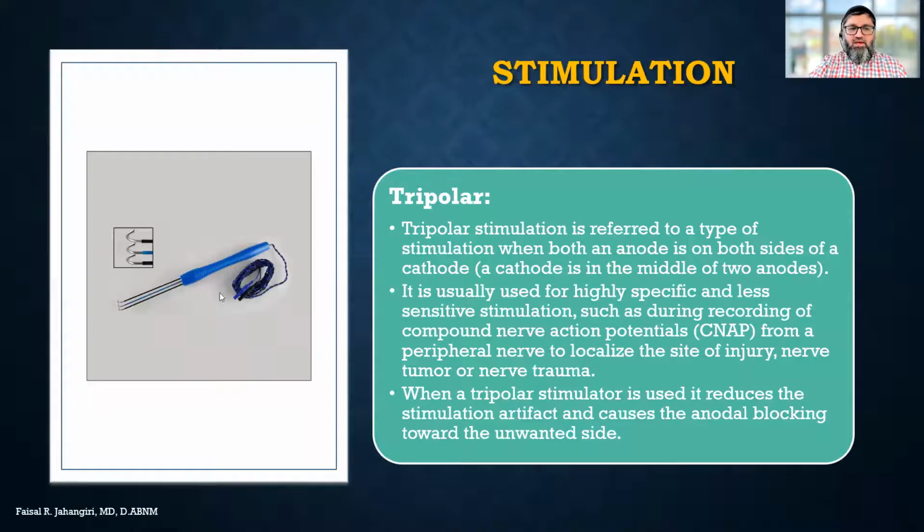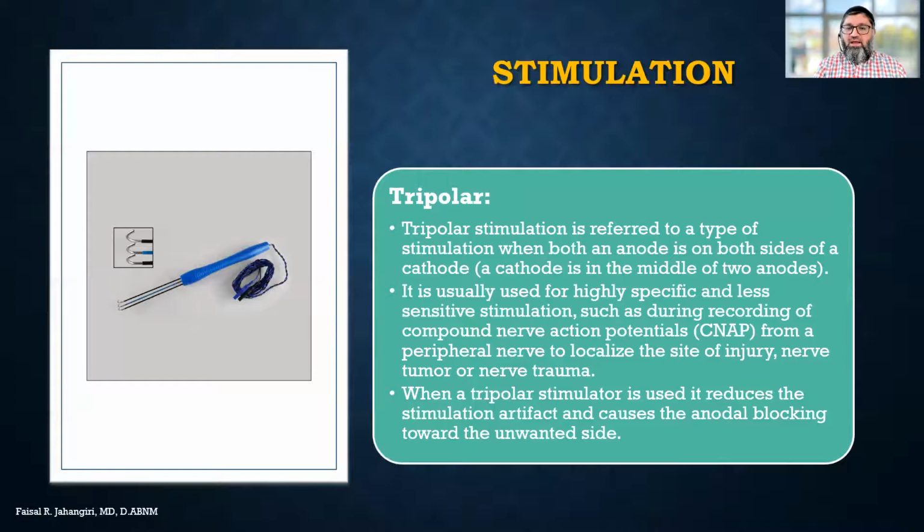The third one is tripolar stimulation. The tripolar can be hooked or straight. It could be a curved hook or a 90-degree hook. It is a type of stimulation where there are two anodes, one on each side, and the cathode is in the middle. So you have an anode blocking on each side, so it's very specific. It minimizes the current spread across the tissue.